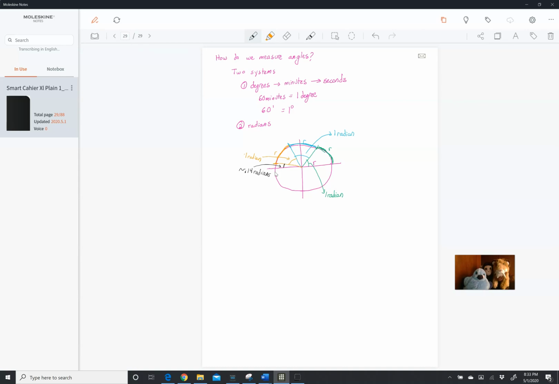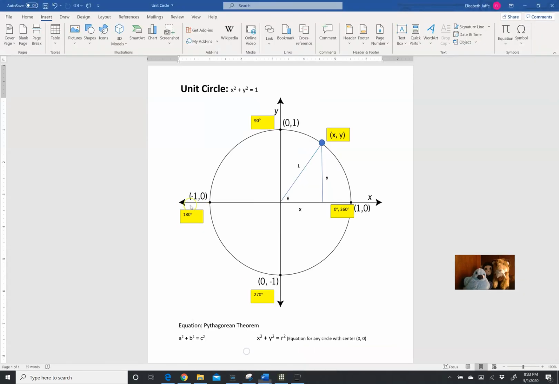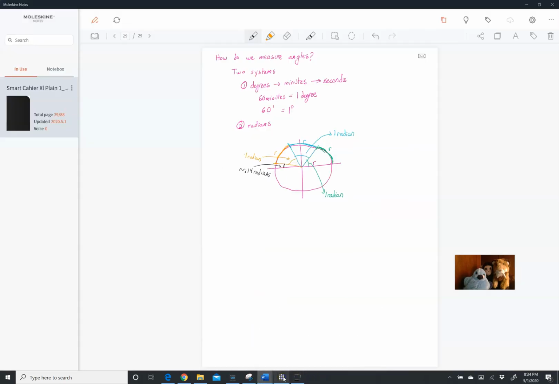Okay? Now what does this mean? We know that from here to here is 180 degrees. We labeled that on our axis over here, right? If we start here and go halfway around the circle, we're at 180 degrees. So what does this tell us? This tells us that 180 degrees is equal to exactly pi radians. This is exact. It's exactly pi. That's why I say that this is approximately 0.14, because it's like 0.14159 and so forth. So 180 degrees is equal to pi radians.